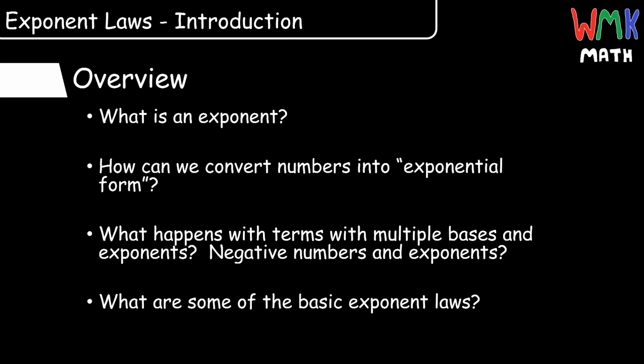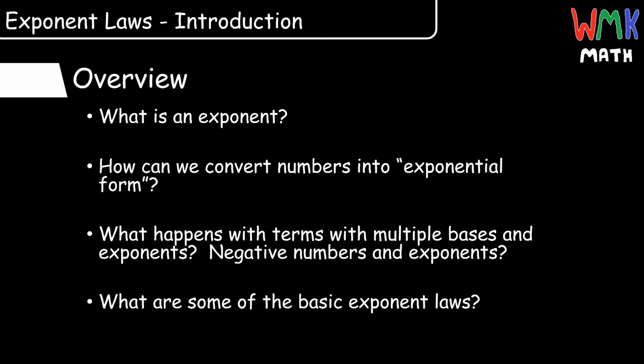What is this exponential form? A little hint. It is the form of prime factorization, how we factorize numbers and how we write it in a clean way. The third point is, we're going to go with the technical stuff with exponents, such as what happens with terms and multiple bases and exponents. What about negative numbers and exponents? What happens to them? I'll go through some of the technical details with exponents. Finally, I'm going to introduce some of the basic exponent laws. They're really properties of exponents, but you can think of them as basic laws.